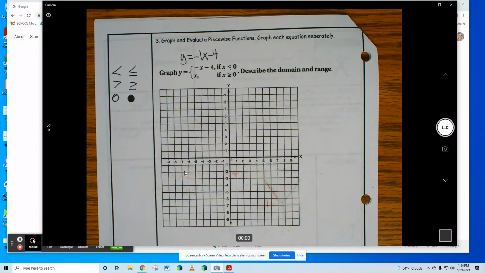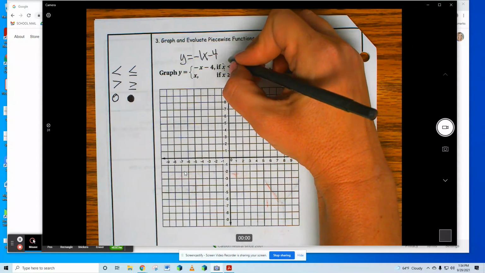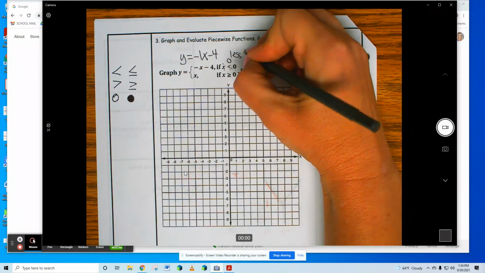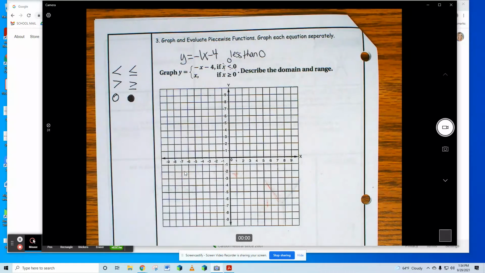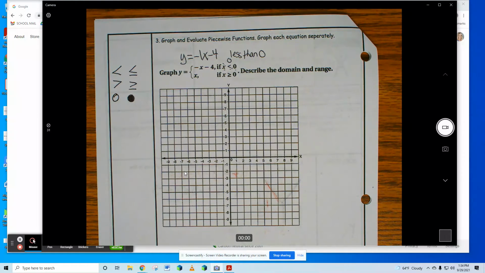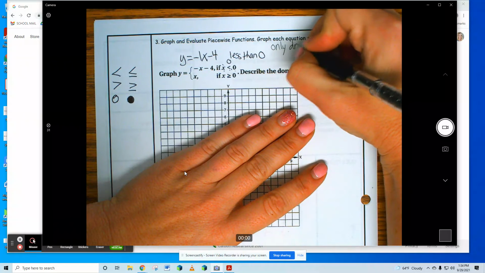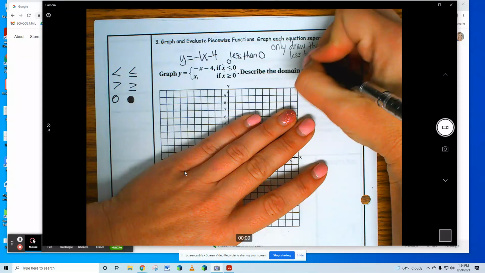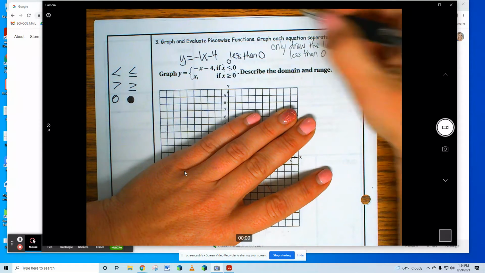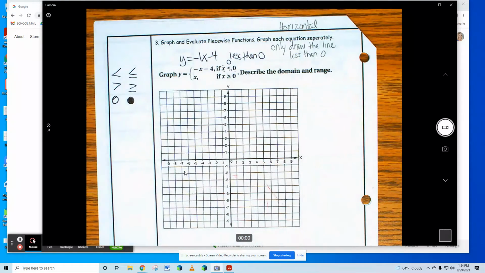So right now, this says x is less than 0. That means it's an open circle, less than 0. That's my first equation. This means only draw the line less than 0. And this is going to be horizontal we're talking about. Okay.